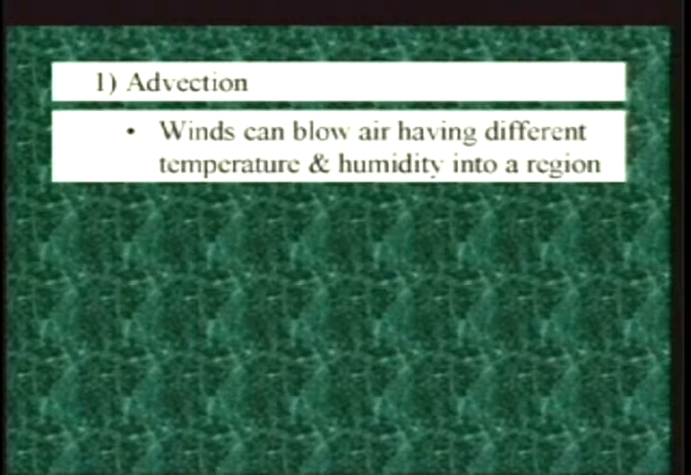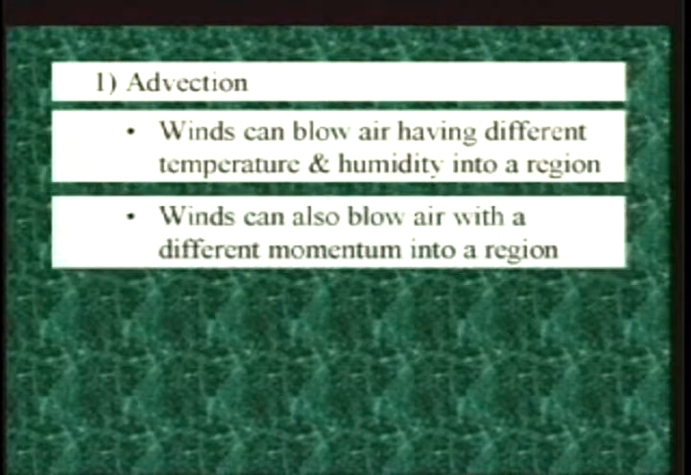Winds can blow air having a different temperature and humidity into a region. That's why advection is important, and that's what advection is: the movement of air advecting into another area, one air mass advecting into another type of air mass. So differences in temperature and moisture content move into a region.